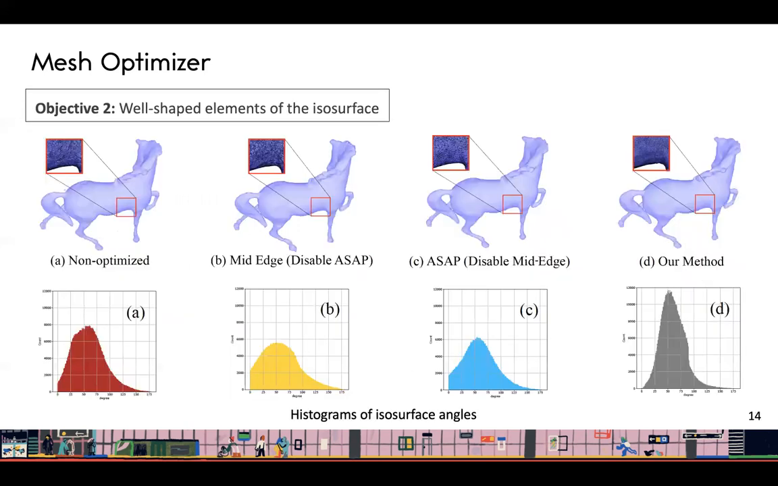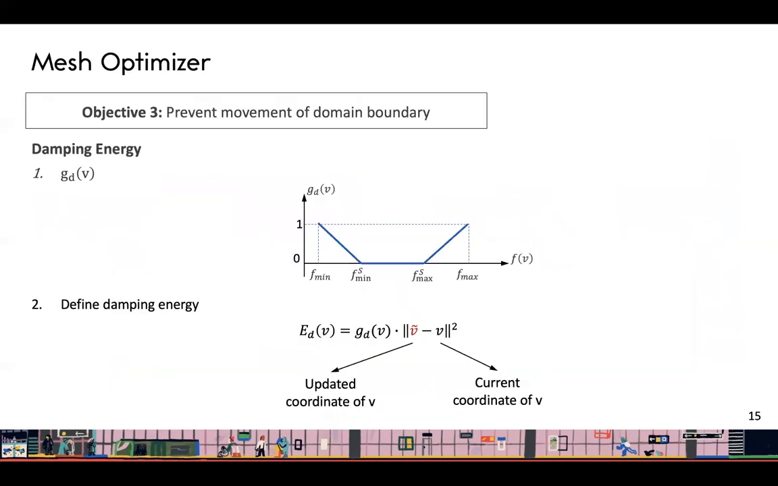Here we show the efficiency of the optimization energies by comparing the following 4 setups. Non-optimized result, optimization with Midedge, optimization with ASAP, and optimization with both energies. We show the histogram of isosurface angles. We see clearly that the combination produces an isosurface with much higher quality.